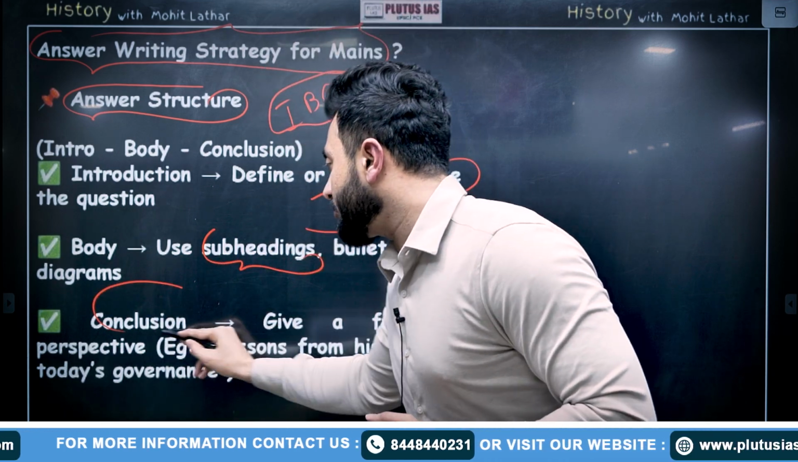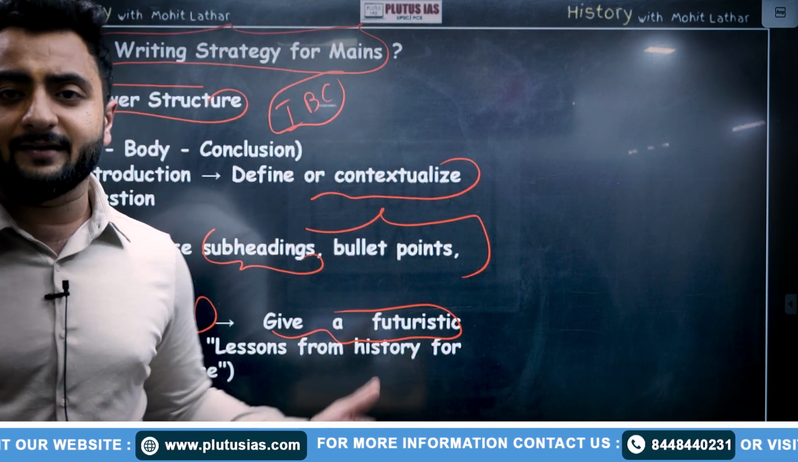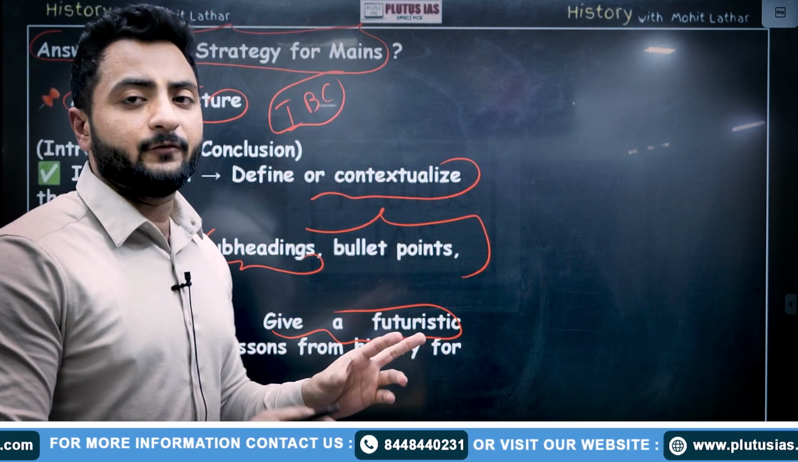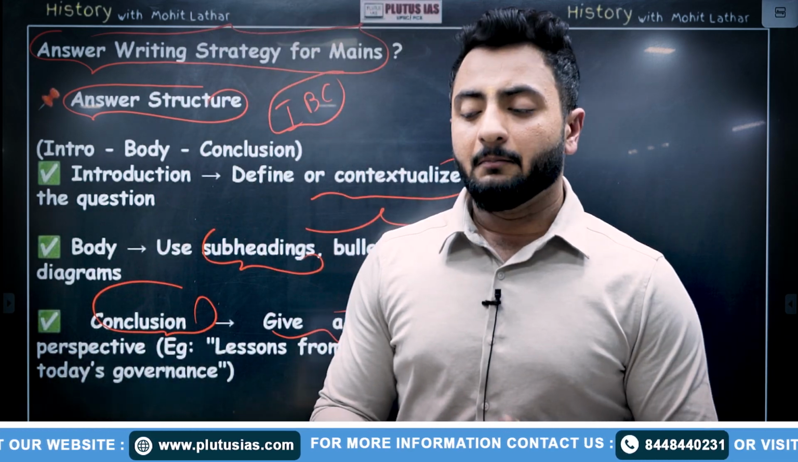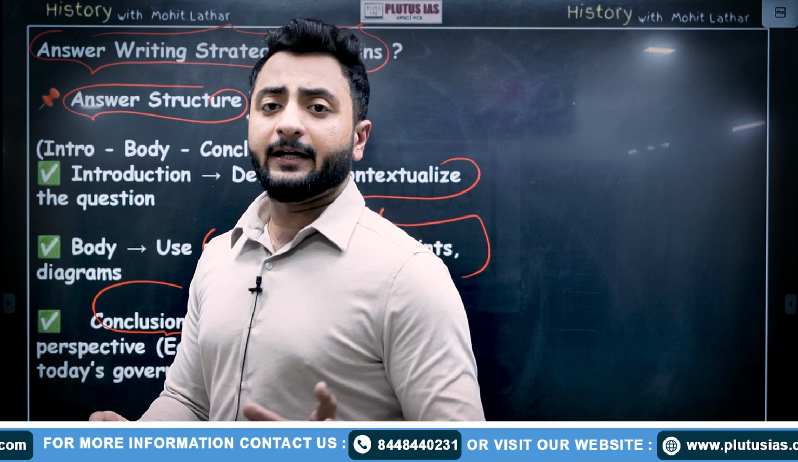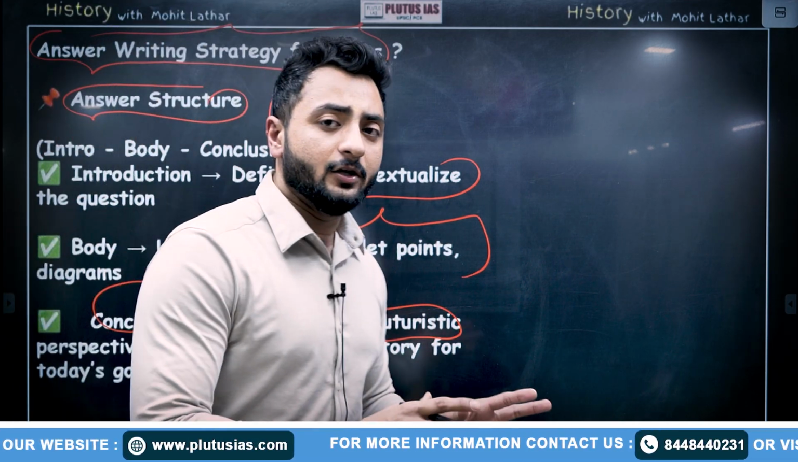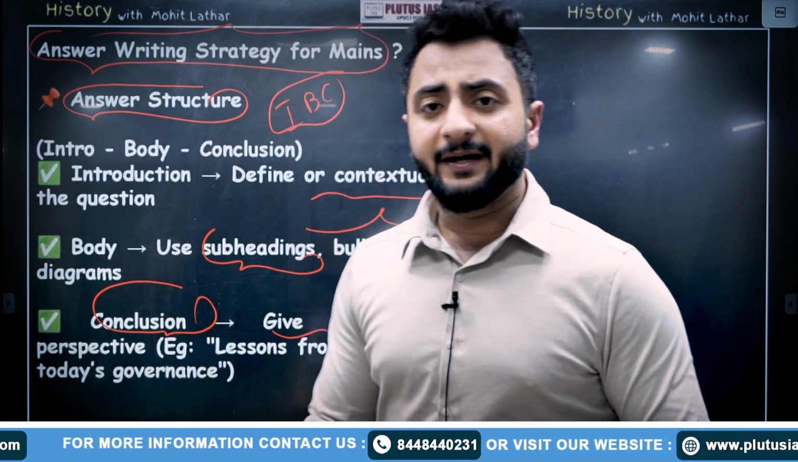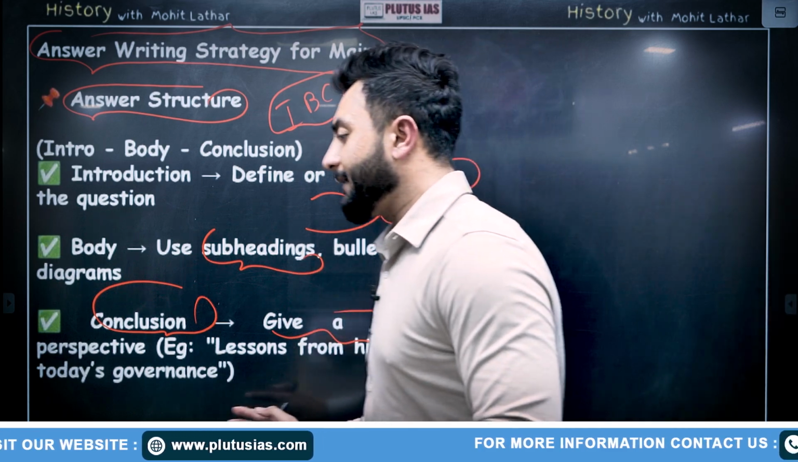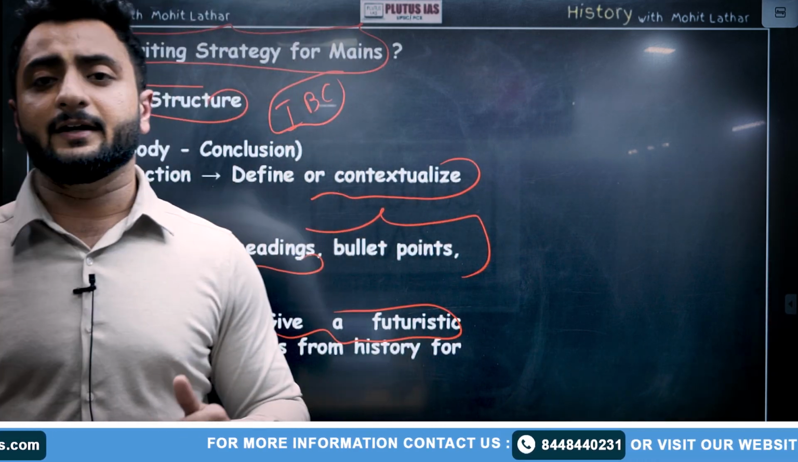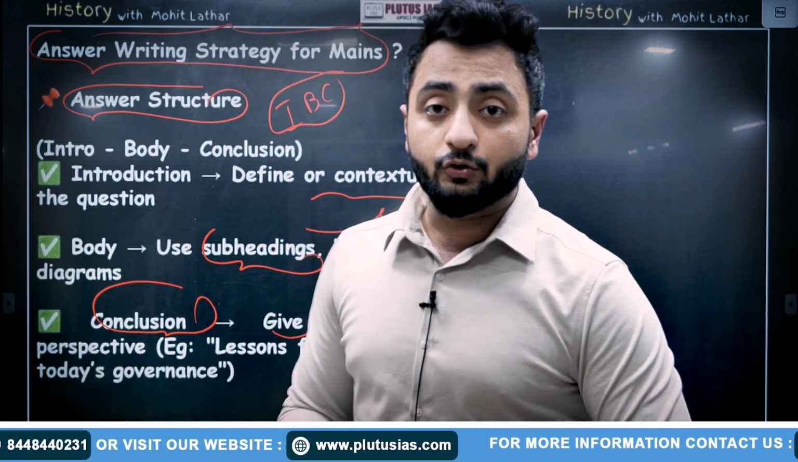Fine. In conclusion, give a futuristic conclusion, perspective, lessons from history for today's governance, like how the 1857 revolt has an impact on today's governance, that people must be managed in such a way that no strata of society should feel discriminated, no person should feel offended, be it along religious or cultural lines. That you can tell in the conclusion part, how those things are still relevant, like Gandhiji's vision of Sarvodaya is still relevant. That could be your conclusion for answers.